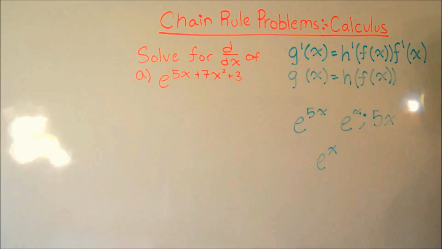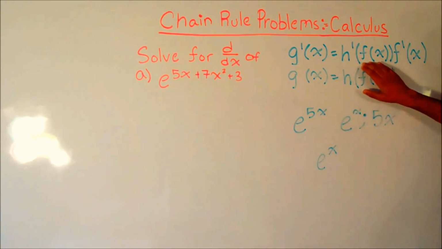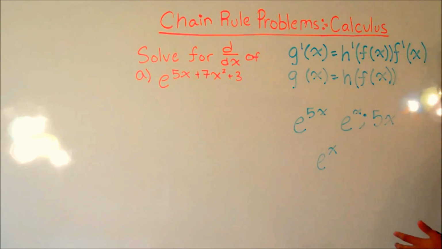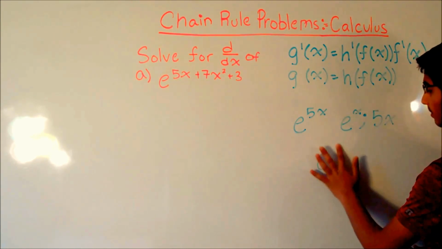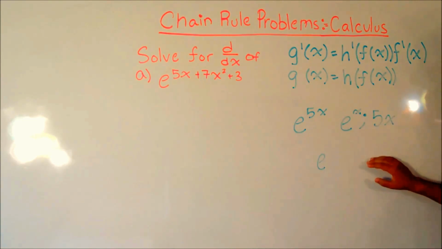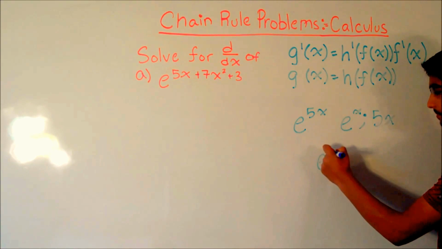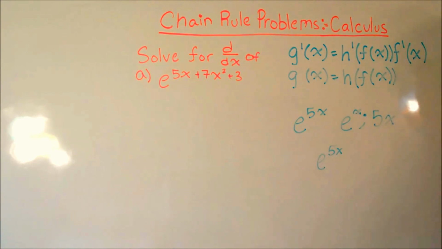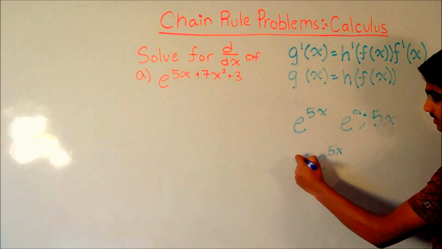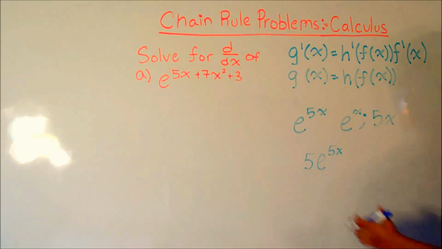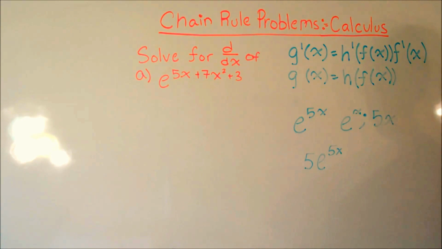But according to the chain rule, we can't leave it like this, because we have to plug in the values for f of x within it. So this is still a form of composition. Then we plug in the value of f of x, which is the inner function, 5x. And then we multiply by the derivative of the inner function. The derivative of 5x is 5. So we multiply to get 5e to the 5x power as the derivative of e to the 5x power.